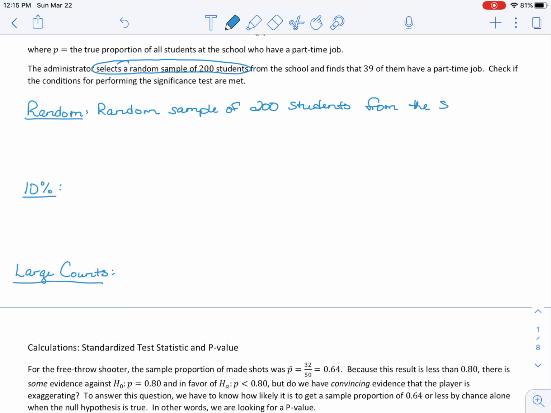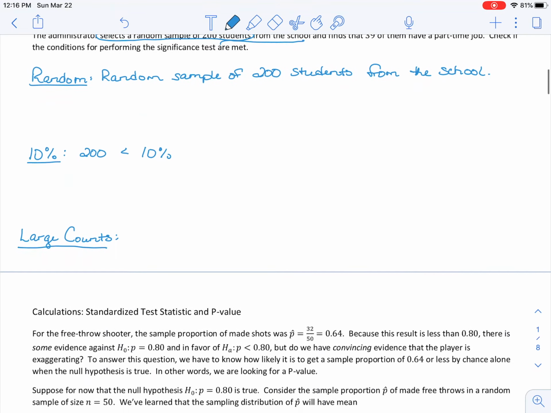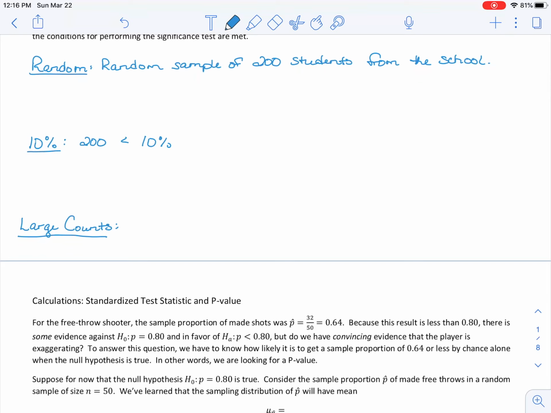The 10% condition, I need to check the sample size. Again, she chose 200 students. So that's my sample size. I need to confirm that it's less than 10% of the population size. So if I'm talking about 200 students from the school, that's my sample. So my population would be the whole school, which they don't tell me the actual number, but we're just using large high school, so I could say less than 10% of students at a large high school.